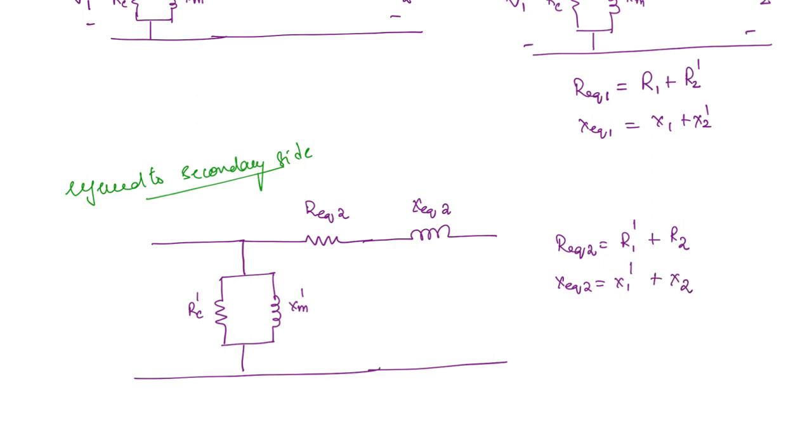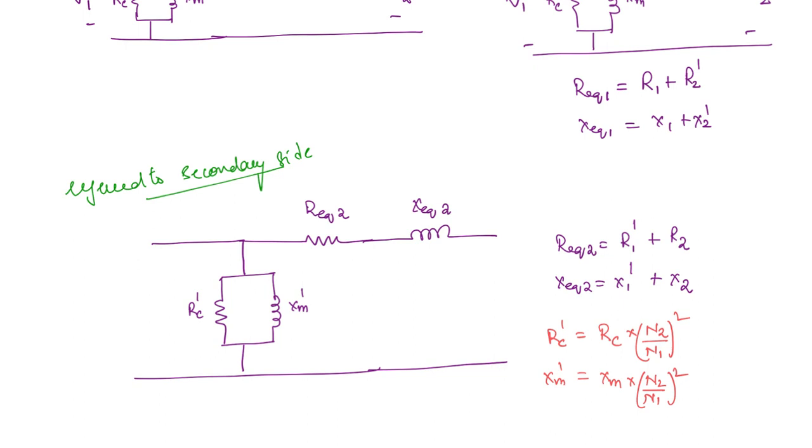And what is RC dash here? This you can write in terms of the RC and the turns ratio like this. XM dash is equal to XM into N2 by N1 whole square. Similarly, you can write for R1 dash. R1 dash is going to be R1 into N2 by N1 whole square. Similarly, X1 dash. So this is one approximation.